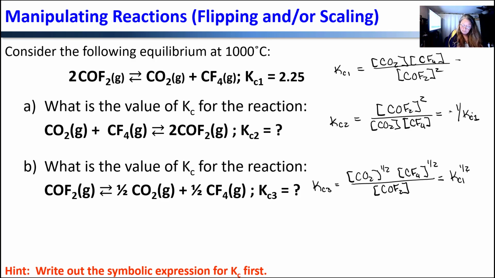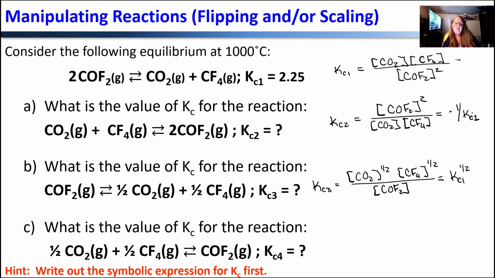So the rule here would be if I am doing a factor of a chemical equation that exists, I just raise the equilibrium constant to whatever that factor is. So if it's a half, I raise the Kc to the 1/2. If it's doubled, I would just square it. If it's tripled, so on and so forth. Okay? Let's see, what about the next one?